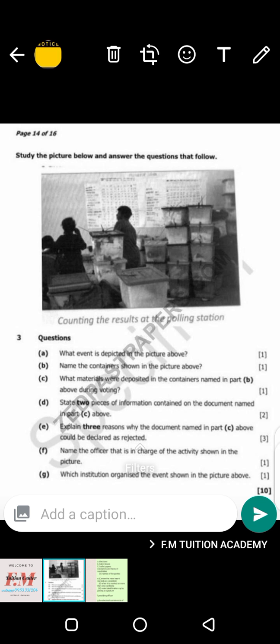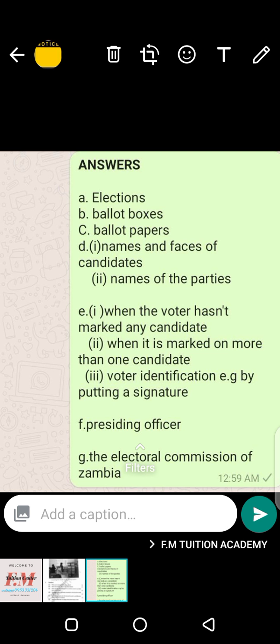Okay? And again, the reason why there is rejection of ballot papers, the other thing is when it is marked on more than... Okay, I've written them for you here so that you can easily remember them. So E, when the voter hasn't marked any candidate. So a ballot paper is going to be considered rejected when the person voting hasn't marked on any candidate.